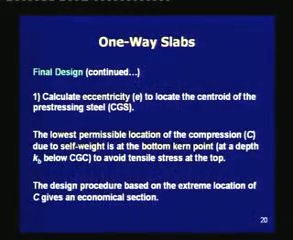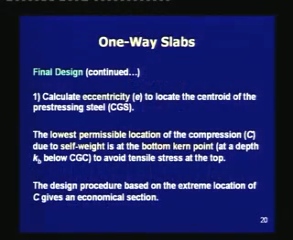The lowest permissible location of the compression due to self-weight is at the bottom kern to avoid tensile stress at the top. Earlier, we had studied about these kern locations, that the kern points are those that if the compression is at those points, then there will not be any tension in the section. Thus, when the slab is under minimum load, that is when it is only under its self weight, the lowest possible position of the compression is the bottom kern point.